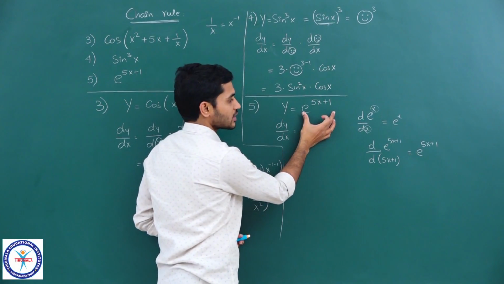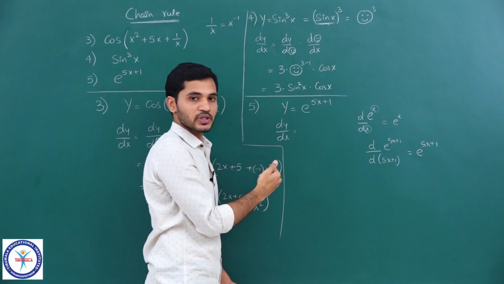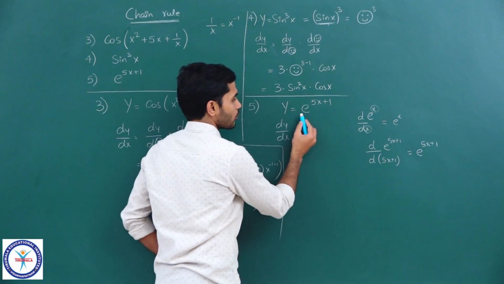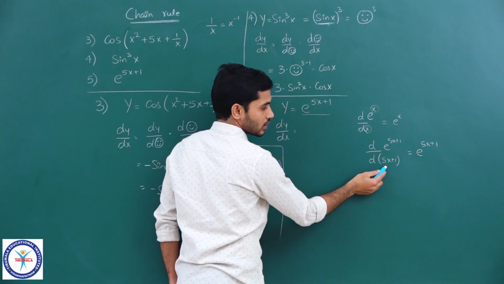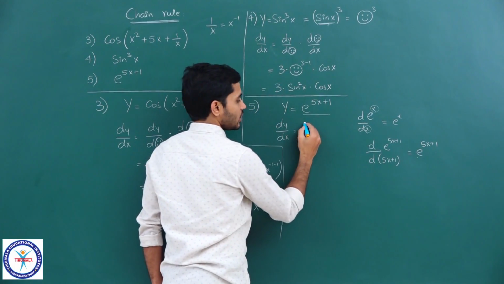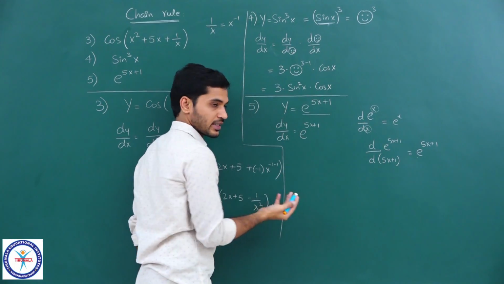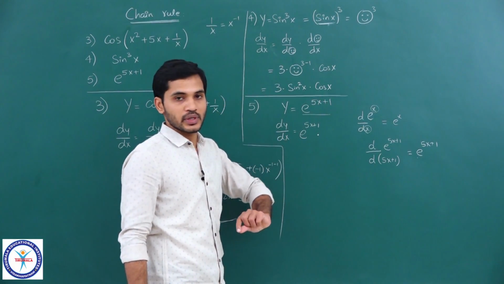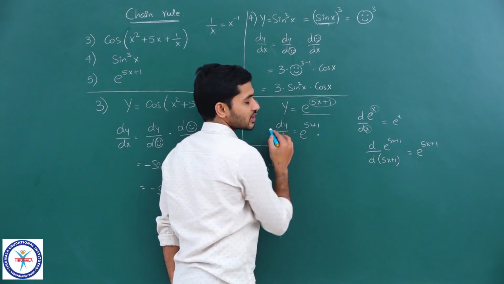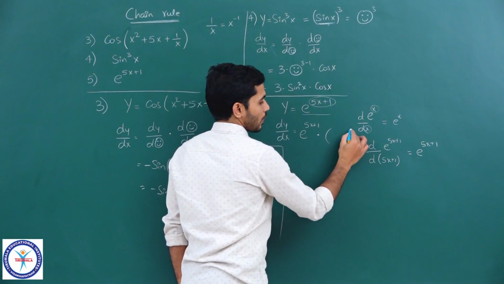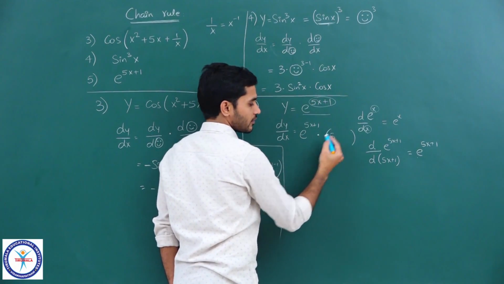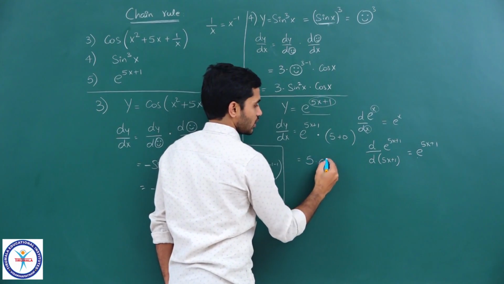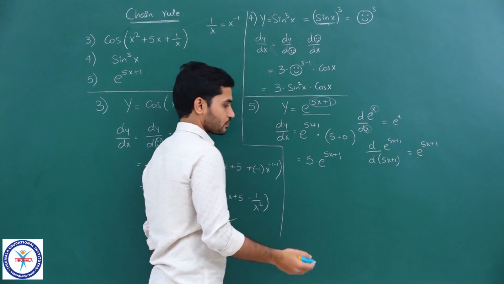What I am going to do now is differentiate this with respect to 5x plus 1, and then I'll differentiate 5x plus 1 with respect to x, clear? When I differentiate this with respect to 5x plus 1, I'll get the same expression, which is e power 5x plus 1 itself. Now what should I do? I should differentiate 5x plus 1 with respect to x. How do we do that? Differentiation of 5x is 5, 1 is 0. So simplifying this will give me 5 times e power 5x plus 1, clear?